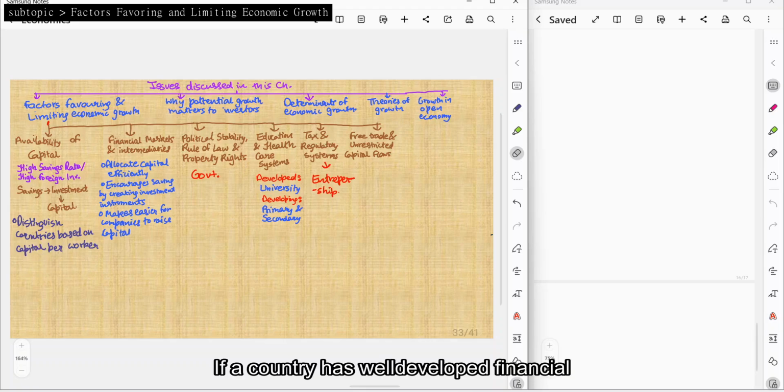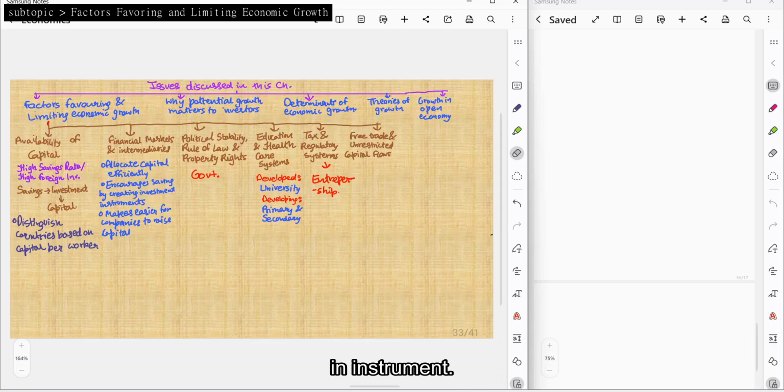If a country has well developed financial markets and intermediaries, it contributes towards economic growth. So how financial markets contribute towards economic growth is, they allocate capital efficiently, encourage saving by creating investment instruments, and the third point is they make it easier for companies to raise capital.